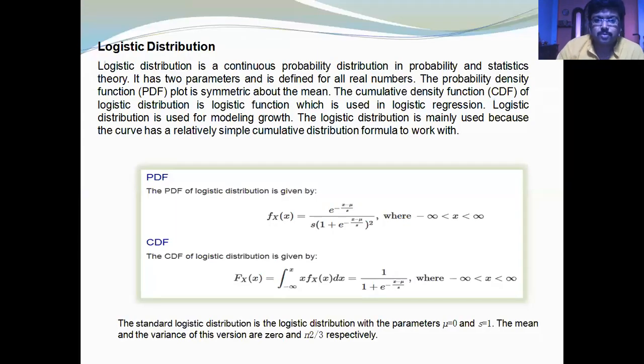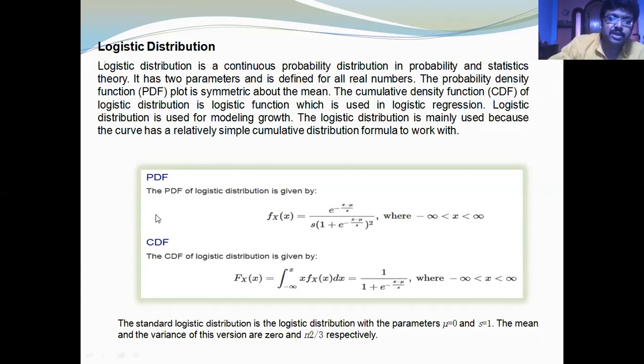Now, as I have mentioned, the logistic distribution is a continuous probability distribution in probability and statistics theory, and there are the probability density function and the cumulative distribution function. The logistic distribution is mainly used because the curve has a relatively simple cumulative distribution formula to work with.